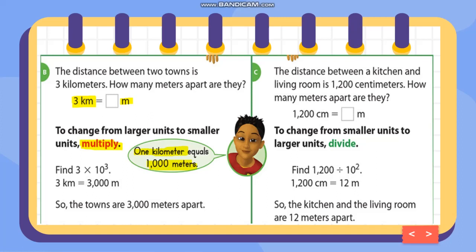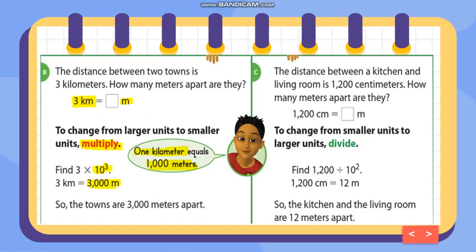So if we have 3 kilometers, it means that is multiplied by 1,000, or 10 cubic. So 3 kilometer now is equivalent to 3,000 meter, because 3 multiplied by 1,000 is equivalent to 3,000 meters. So the towns are 3,000 meters apart.